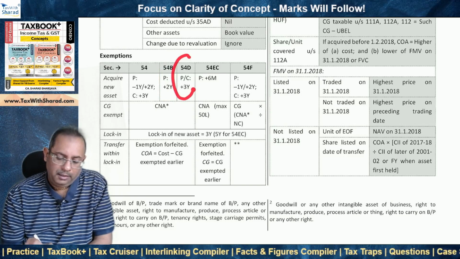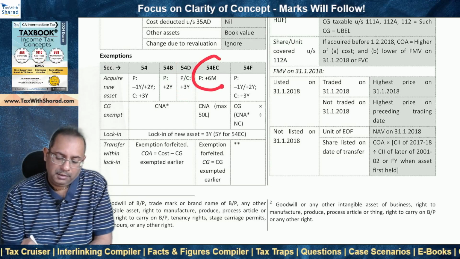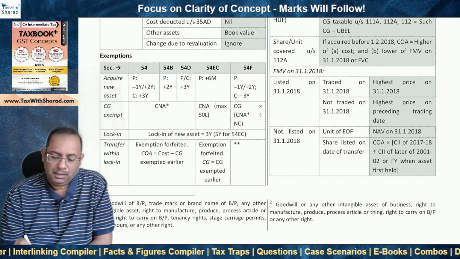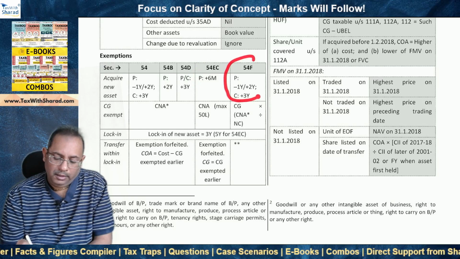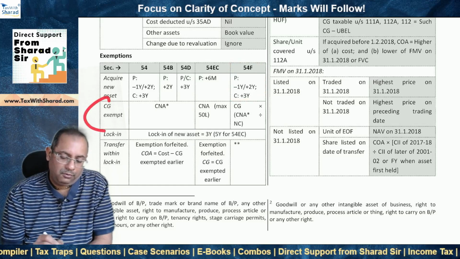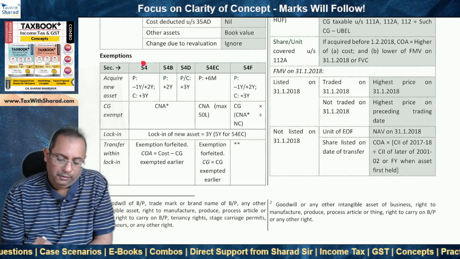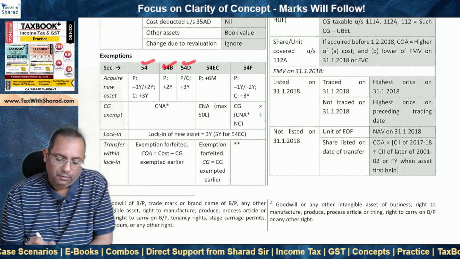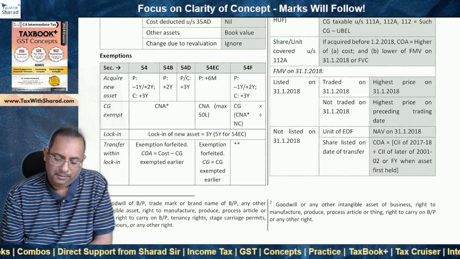For 54D, it is purchase or construction within 3 years after. For 54EC, it is purchase within 6 months after. For 54F, it is purchase within 1 year before or 2 years after, or construction within 3 years after. What is the quantum of capital gain exemption? For 54, 54B and 54D, it is cost of new asset which is exempt.